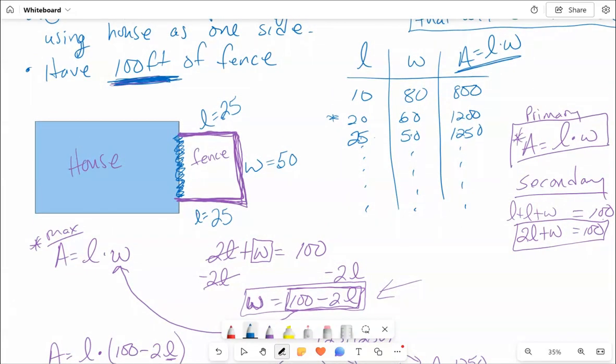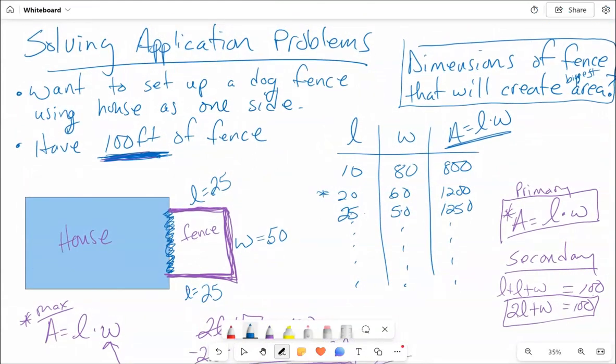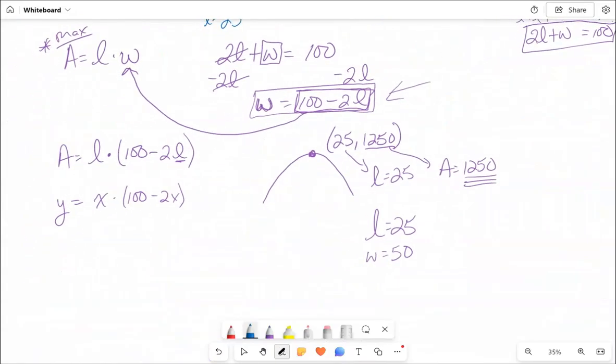We've answered that problem. So that's an example of how we can use algebra and math to solve a real-world application problem. The key is understanding your primary equation, your main goal, which was around creating the biggest area, identifying that formula, and then identifying any secondary equations that are limiting you. And then you can use that secondary equation, like we did here, to create another version of our primary equation in one variable.